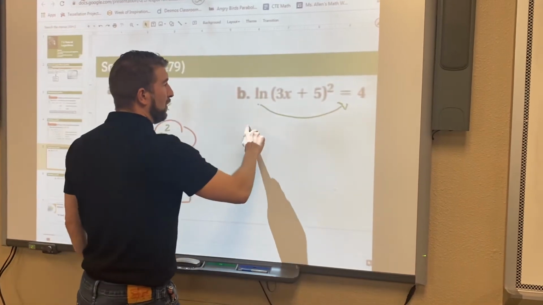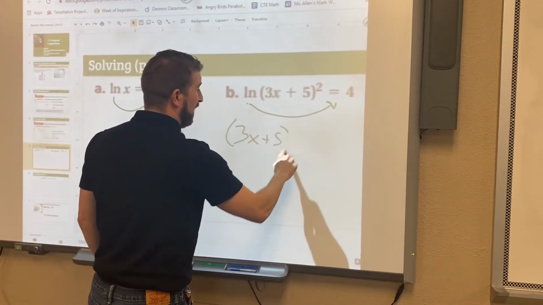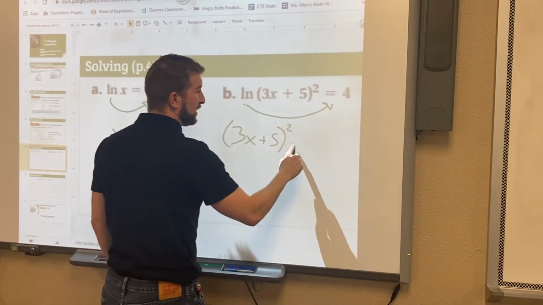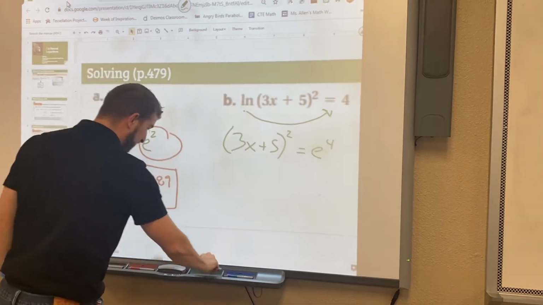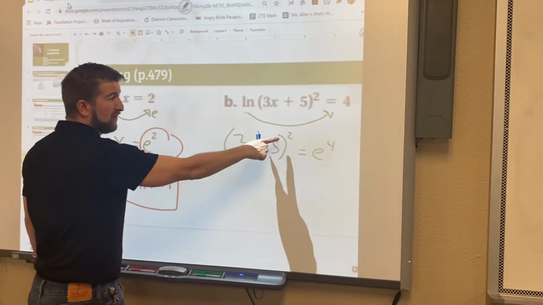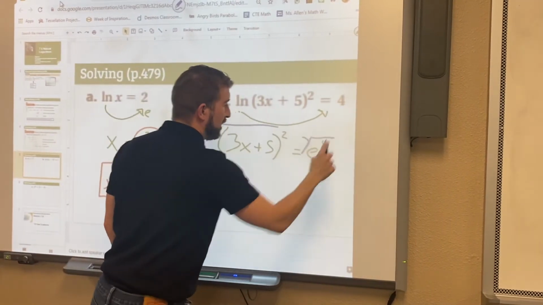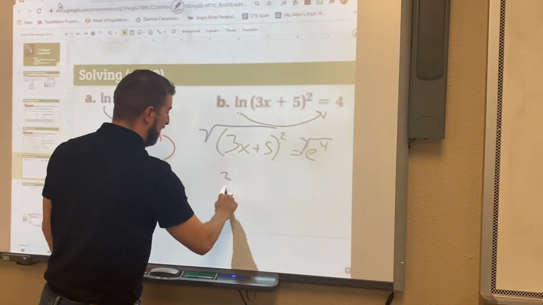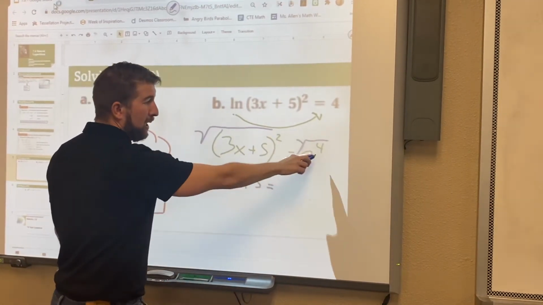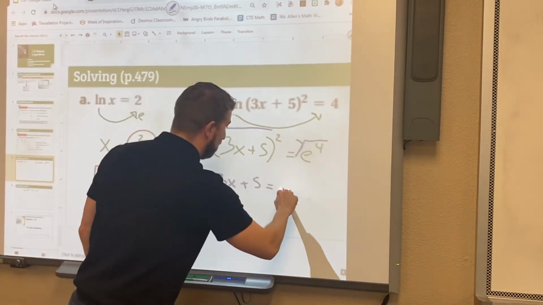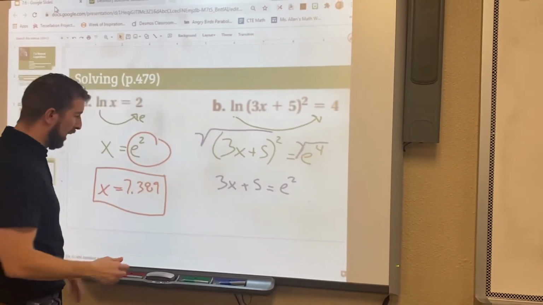And so I'm gonna rewrite this as 3x plus 5, all that in parentheses squared, equals e to the 4th. This looks very similar to the one that Ms. Collette just did. Since I have a squared here, I gotta get rid of that by square rooting. And what I do to one side, I do to the other. The 3x plus 5 drops. And then e to the 4th, that becomes e squared. And now it's a normal algebraic equation.